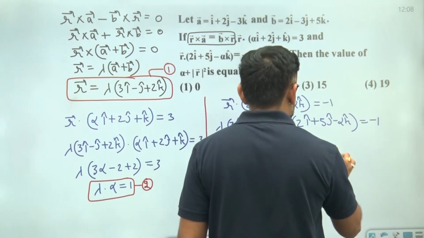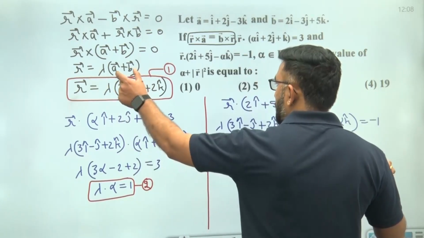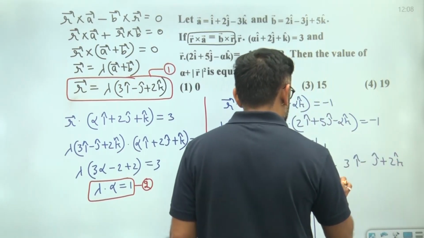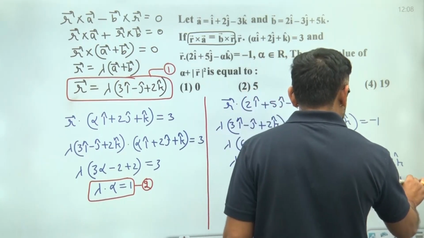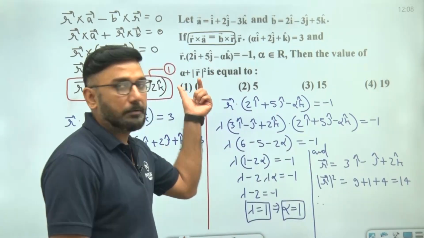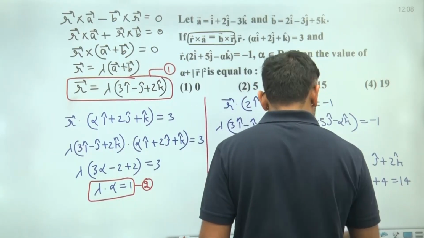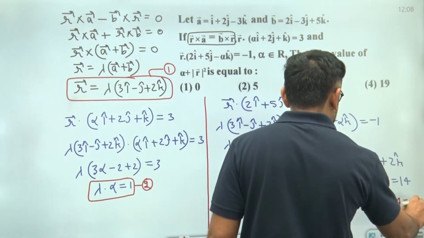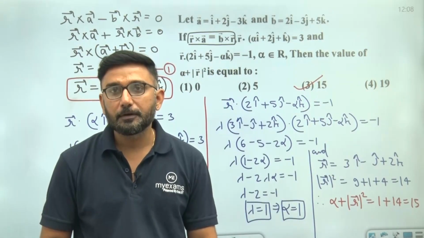And R vector will be, now if lambda is 1, R vector equals A vector plus B vector, 3 i cap minus j cap plus 2 k cap. The magnitude of R vector squared will be 9 plus 1 plus 4, that is 14. So the question is alpha plus the square of the magnitude of R vector, that is 1 plus 14, 15. So the third option is the correct option of this particular problem. Understood? Thank you.